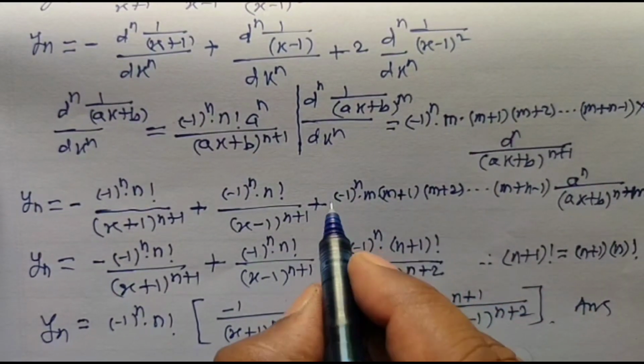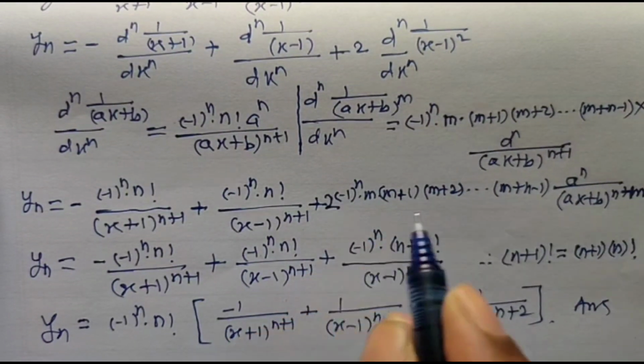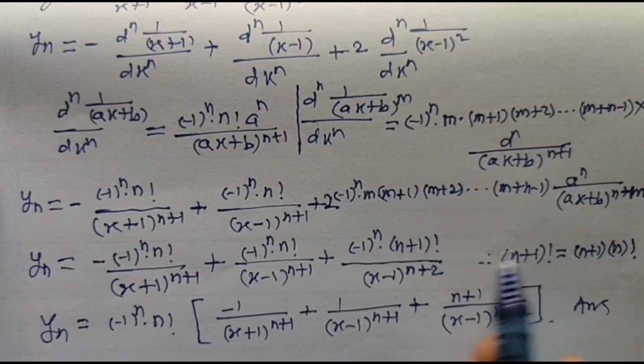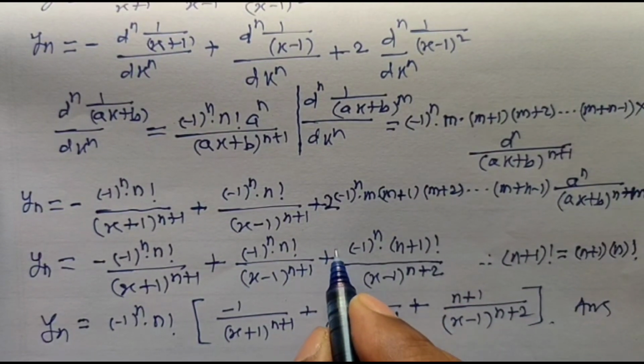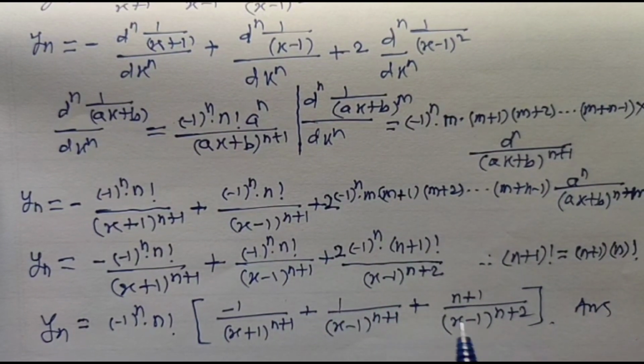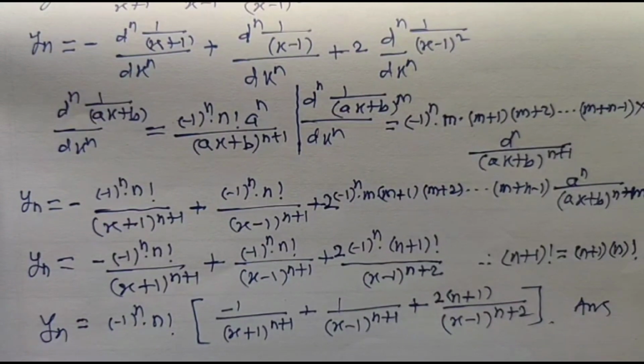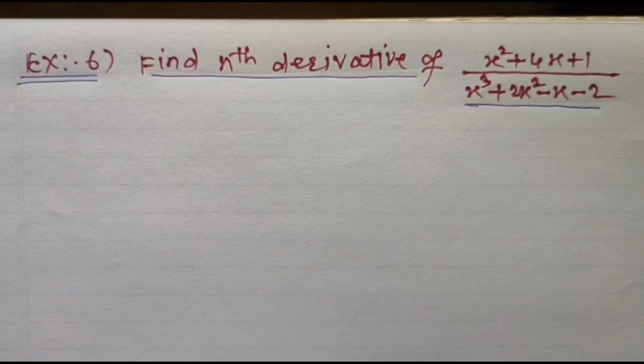Here we have to take 2, which is the value of c here, from here. Here also we have to take 2 in multiplication. So in the answer we have to take 2 here. So this is the answer. Let us solve sum number 6.